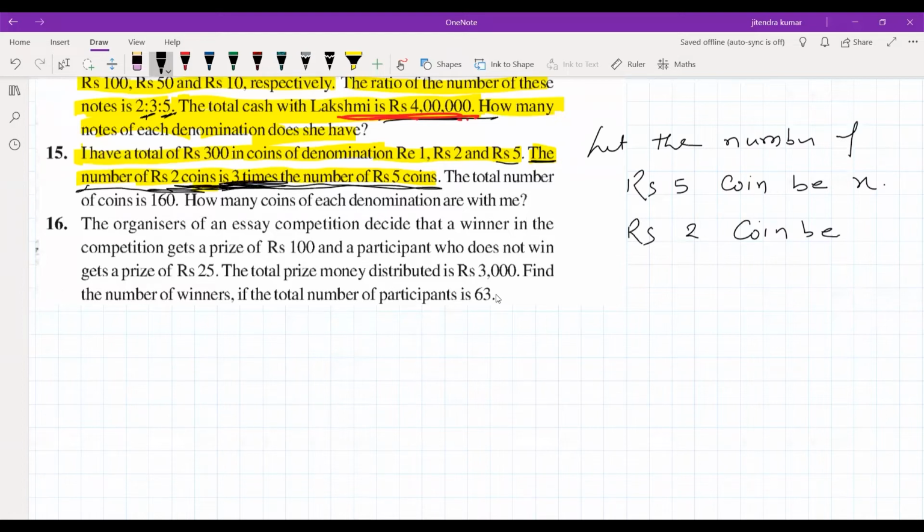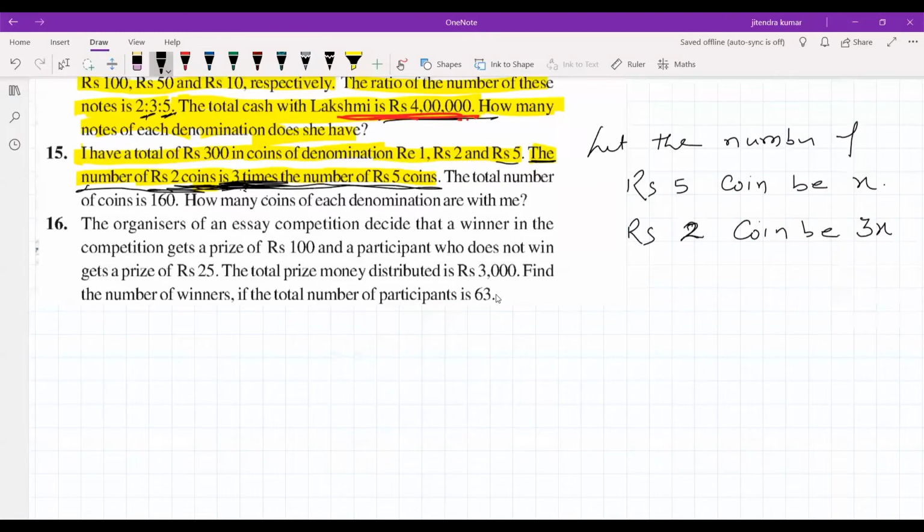Sir, 2x plus 3. Why 2x plus... No, 3? Sir, 3 times 2x? It will be equal to 3x, as it's saying 3 times. So if the number of rupees 5 coins is x, then it will be 3x, 3 times x.